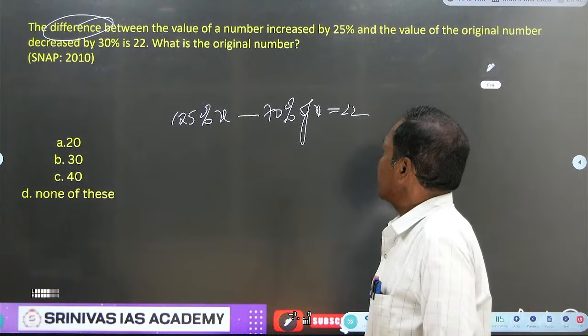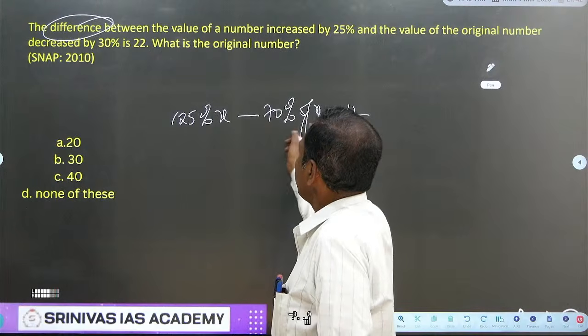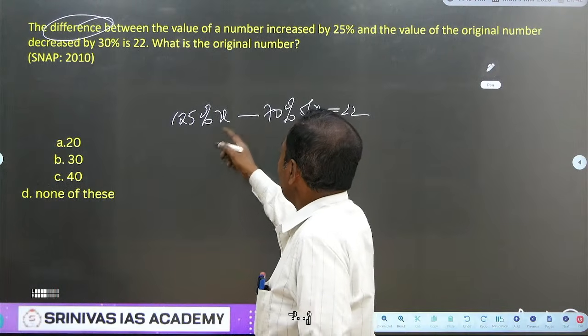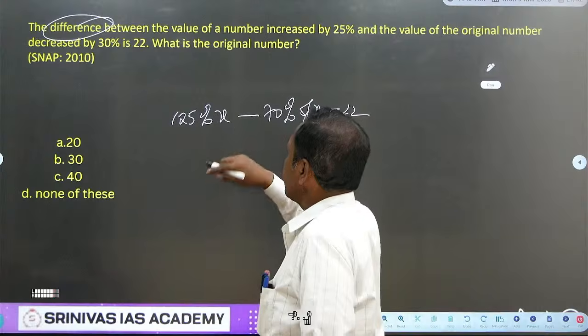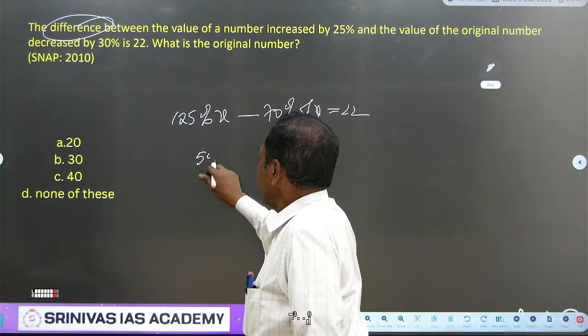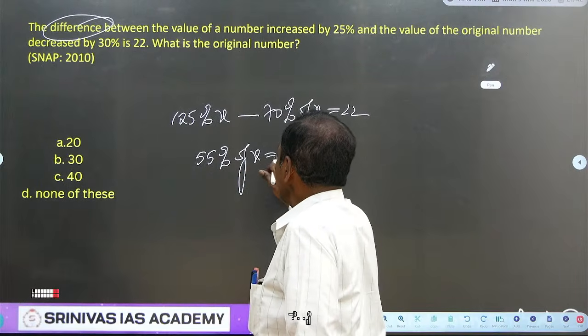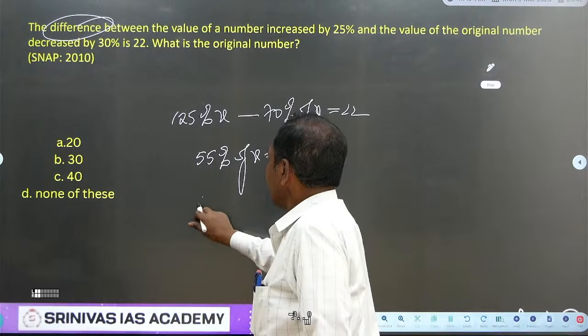And see now what happens. So what is the difference? Okay, here x also gets a percentage. Fine, percentage, right? 125 minus 70. How much is that? 55%. 55% of x is equal to 22.